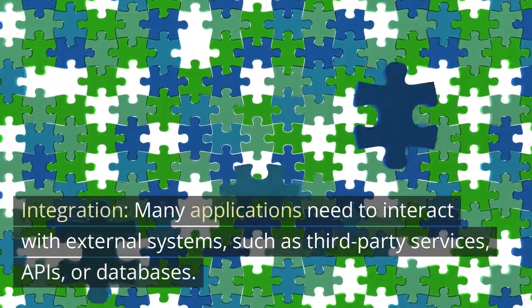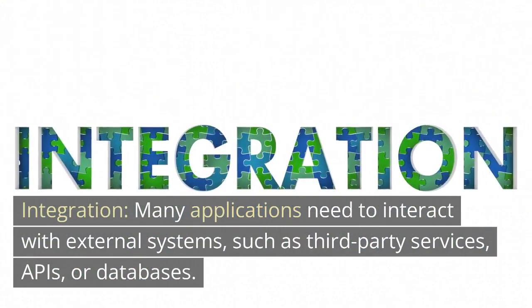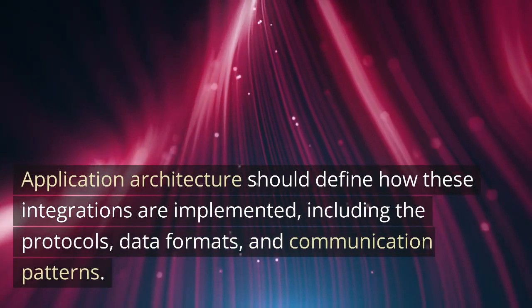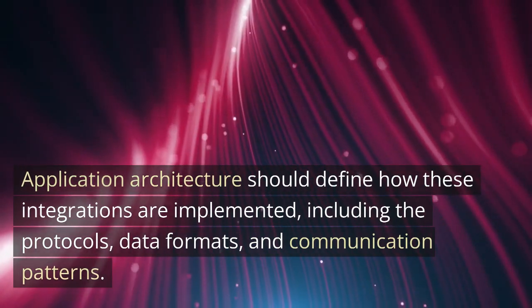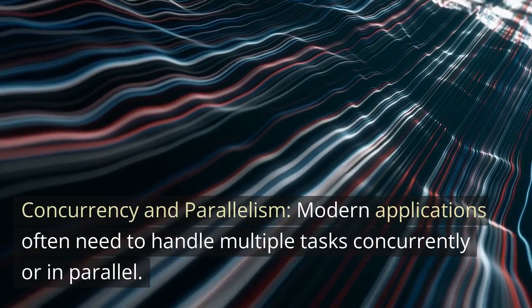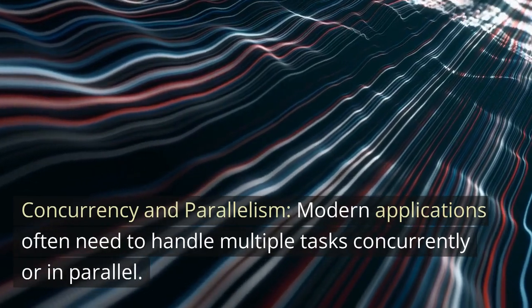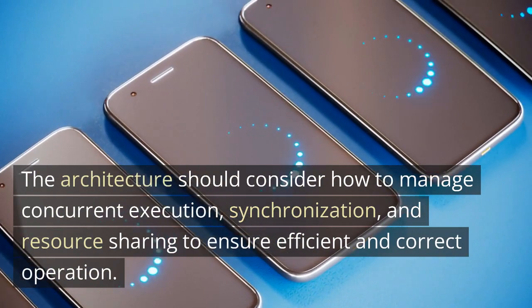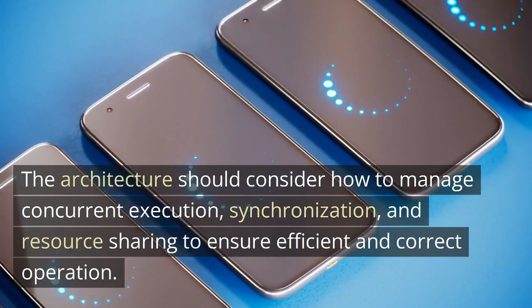Integration. Many applications need to interact with external systems, such as third-party services, APIs, or databases. Application architecture should define how these integrations are implemented, including the protocols, data formats, and communication patterns. Concurrency and parallelism. Modern applications often need to handle multiple tasks concurrently or in parallel. The architecture should consider how to manage concurrent execution, synchronization, and resource sharing to ensure efficient and correct operation.